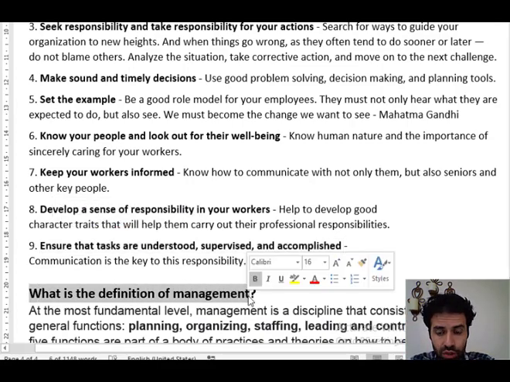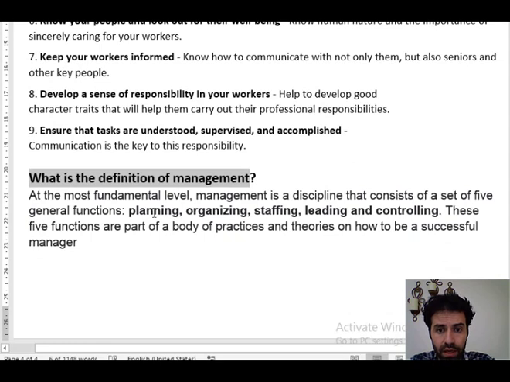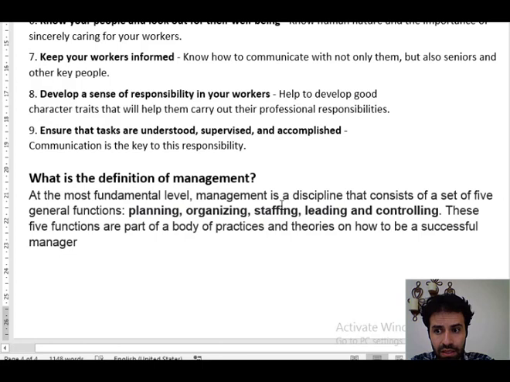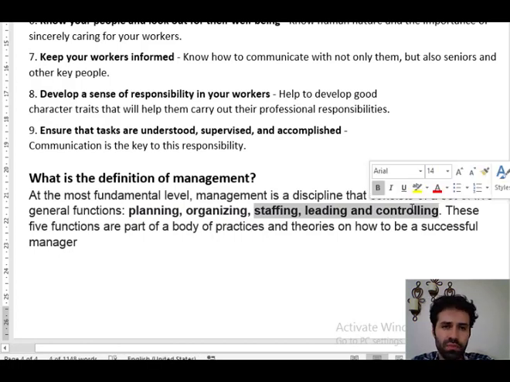So what is the definition of management? At the most fundamental level, management is a discipline that consists of a set of 5 general functions: planning, organizing, staffing, leading, and controlling. So management and leadership are somehow very similar, but also very different. In some aspects, they're very similar. Management is basically planning, organizing, controlling.